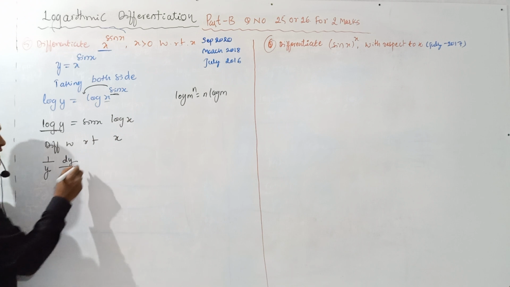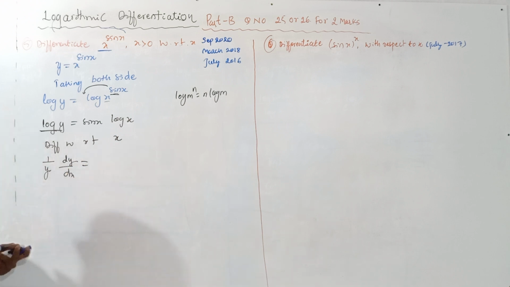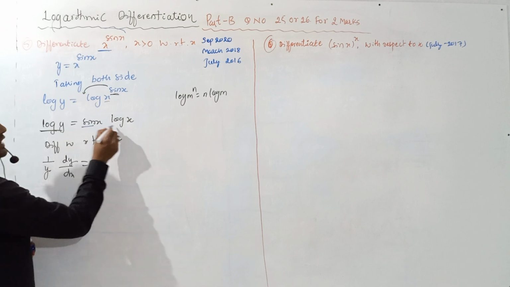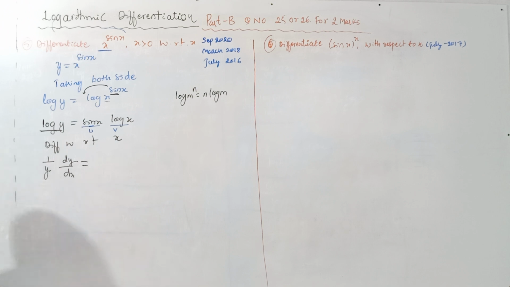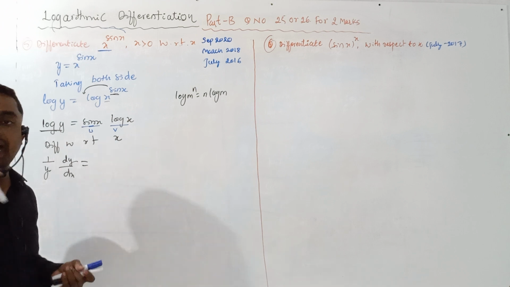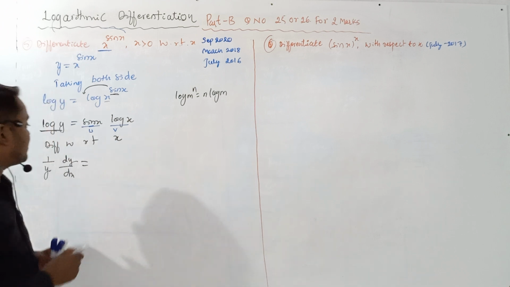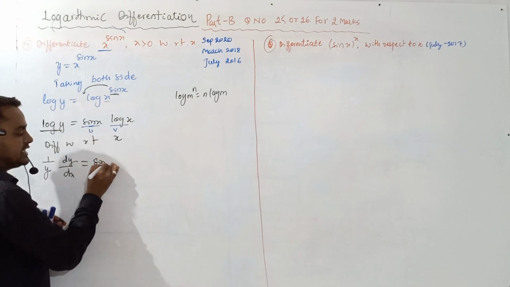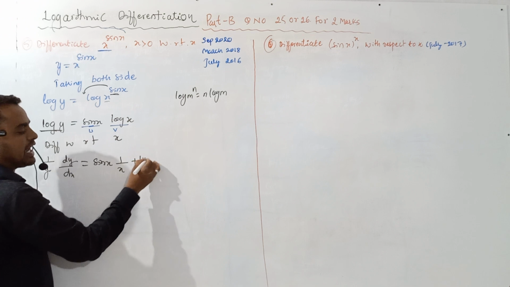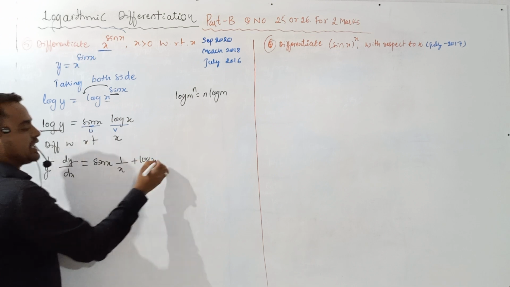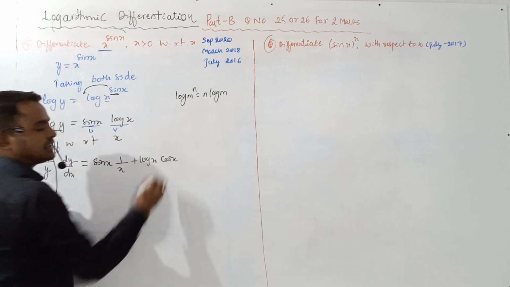On the right hand side, we are applying the product rule. This is u and this is v, u into v. So what does the product rule say? First function as it is. What is the first function here? Sin x is the first one. Derivative of log x is 1 by x, plus log x as it is, derivative of sin is cos x.